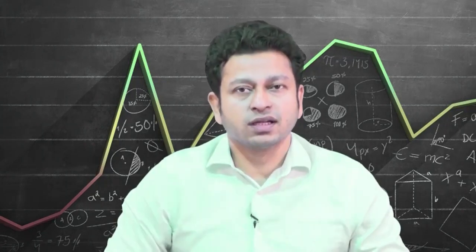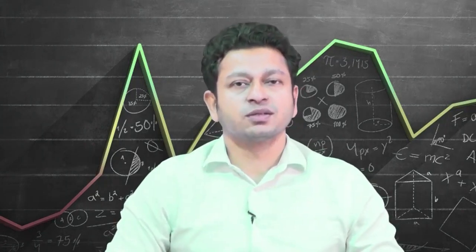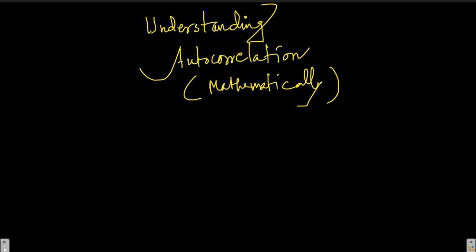Hello and welcome back to the lecture on applied econometrics. In this lecture we are going to talk about autocorrelation, and we will try to understand autocorrelation mathematically, which is going to help us in understanding the consequences of autocorrelation. So we'll do a little bit of maths here.